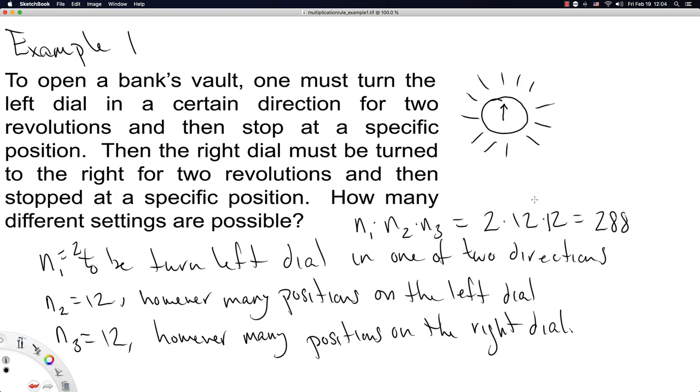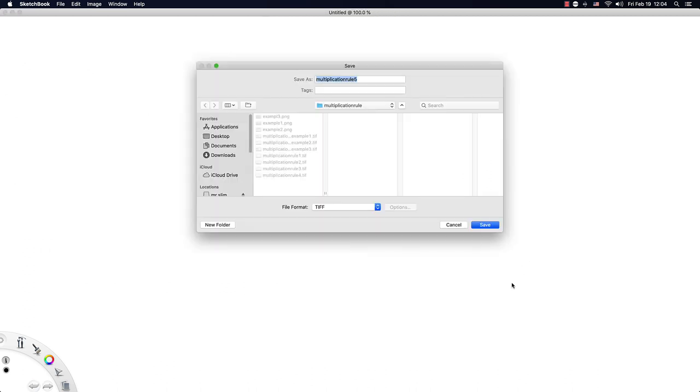I'll leave it to you to figure out if it would be better to add more positions on each dial or if it would be better to add more dials. That is an excellent question that you should think through. Which is it better to do? Add more positions for each dial or add more dials? I'll leave that one to you and we'll move on to example number 2.